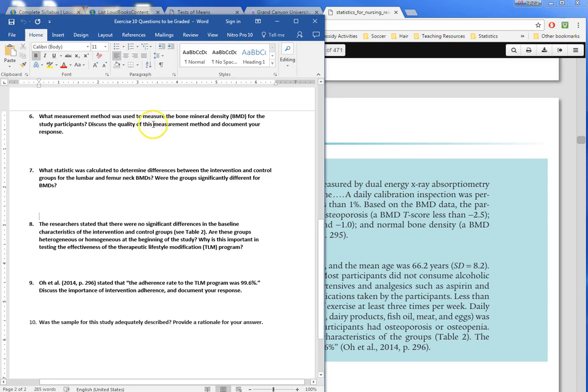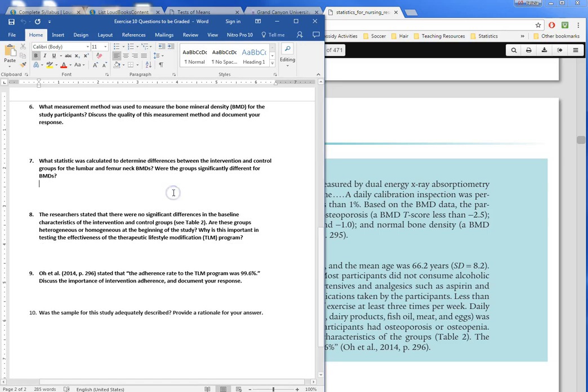And it also wants you to discuss the quality of the measurement. So do you think that was a good way to measure it? Should they have measured it a different way? That just wants you to apply what you've been learning and your prior knowledge about health to what they did in this study and see if it's appropriate.